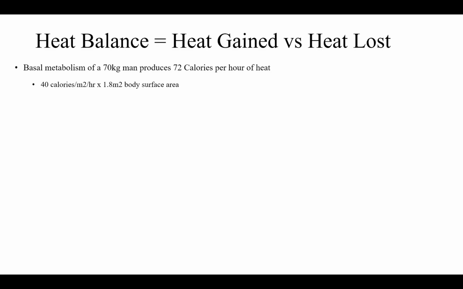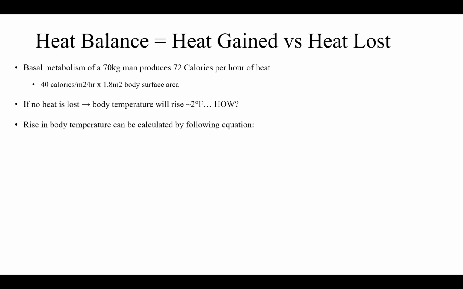So what's heat balance? Heat balance is basically heat gained versus heat lost. Basal metabolism of a 70 kilogram man produces 72 calories per hour of heat. The way it's calculated is 40 calories per meter square per hour multiplied by 1.8 meter square body surface area. If no heat is lost, body temperature can rise up to 2 degrees Fahrenheit.